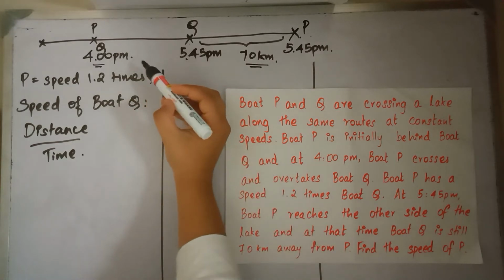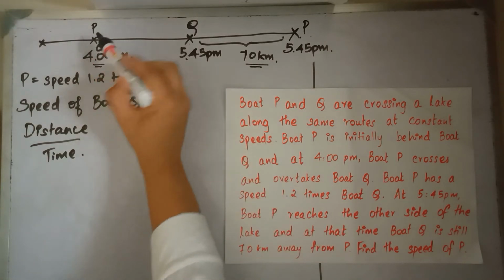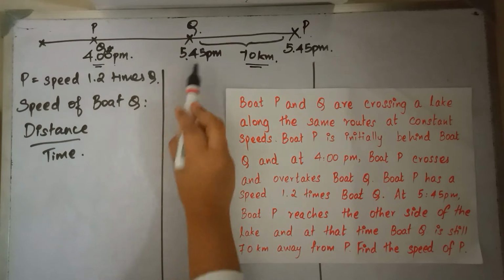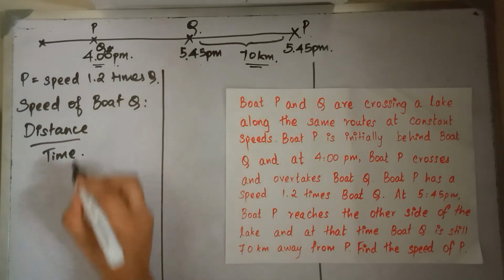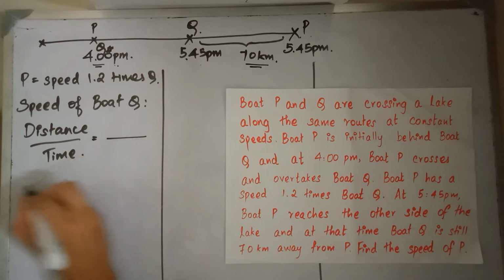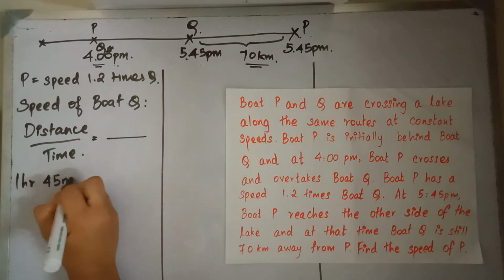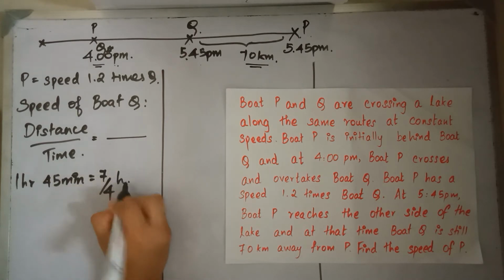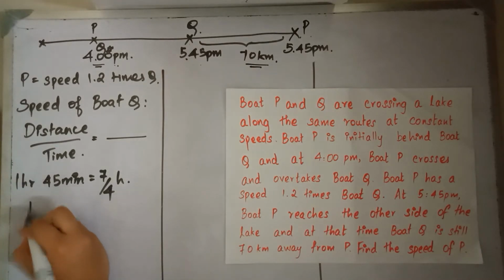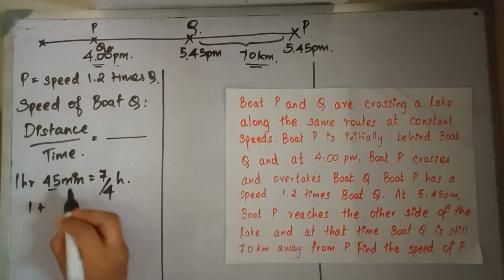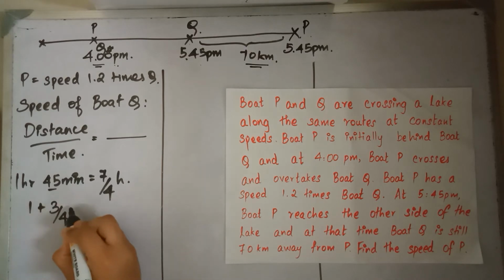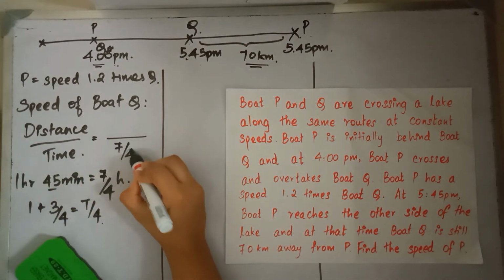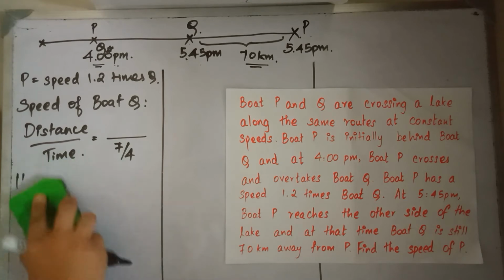What is the time taken from this spot? Q was originally at this spot to this spot. What is the time taken? It is 1 hour 45 minutes, because it's from 4 to 5:45. So the time will be 1 hour 45 minutes. Now we can write 1 hour 45 minutes as 7/4 of an hour. Why? Because this is actually equal to 1 hour plus 45 minutes, which will be 3/4 of an hour. So this will give us 7/4 of an hour, right? So we can write this as 7/4, because everything is in the form of hours over here.